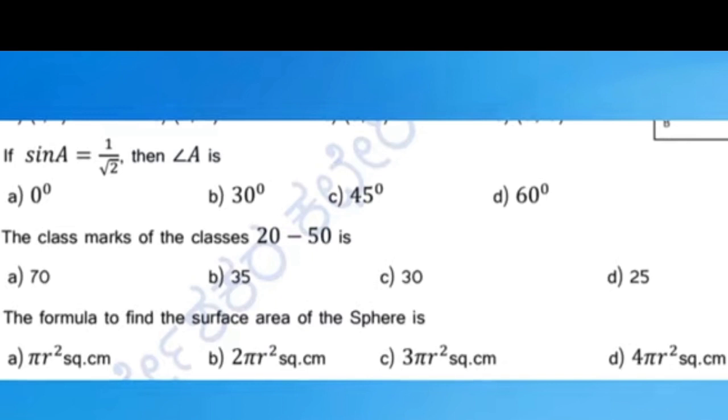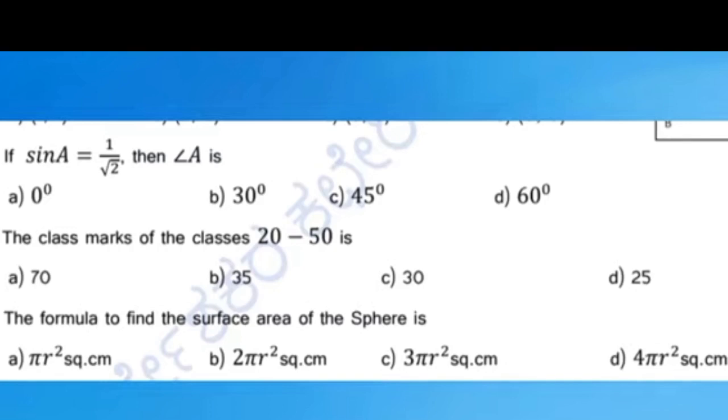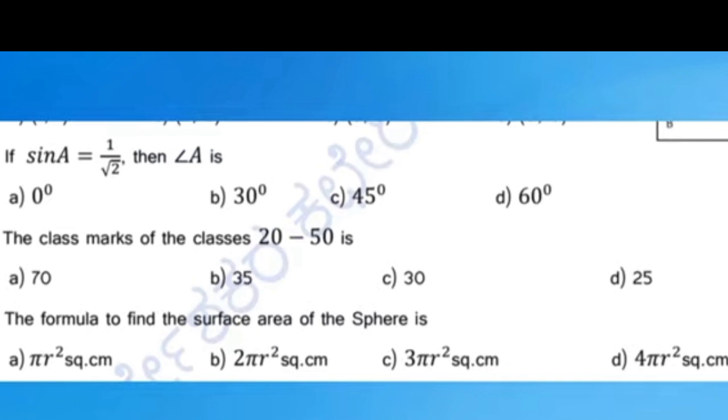The class marks of the classes 20 to 50 is. Now how to find the class marks? Simple. You need to add 20 plus 50 and divide it by 2. So 20 plus 50 is 70, and 70 by 2 is 35. So the answer will be 35. Therefore the option B is correct. So you need to shade the B option. Okay, moving on to the next problem.